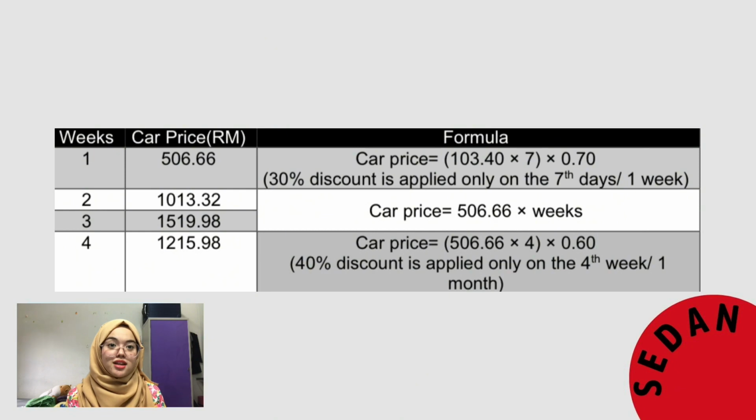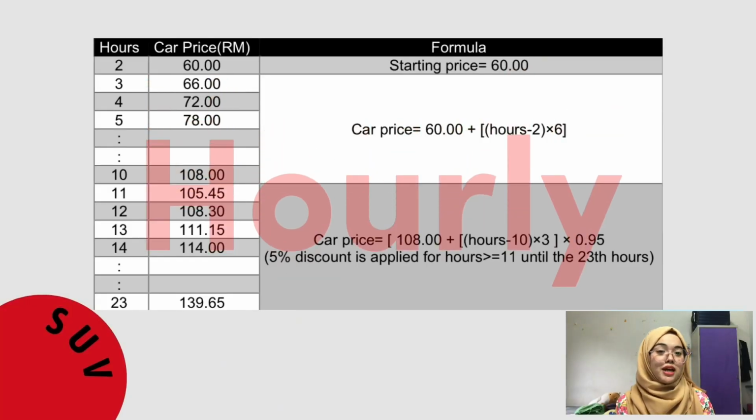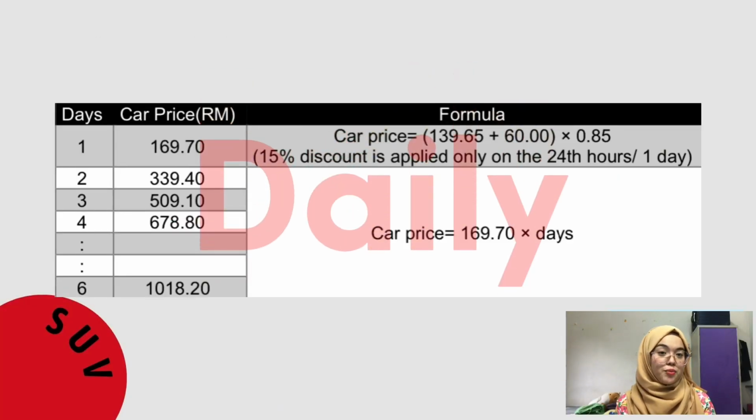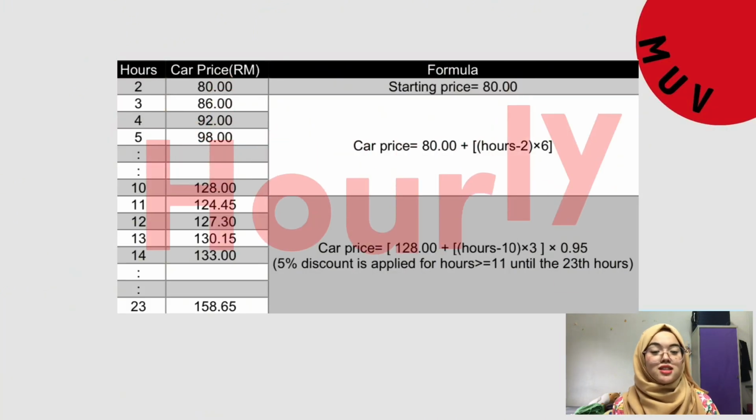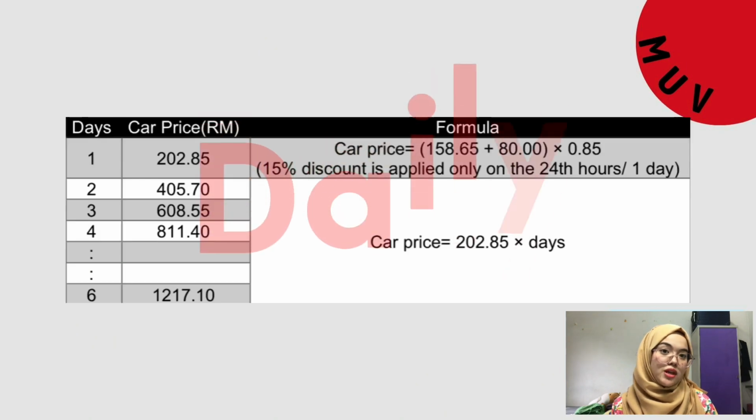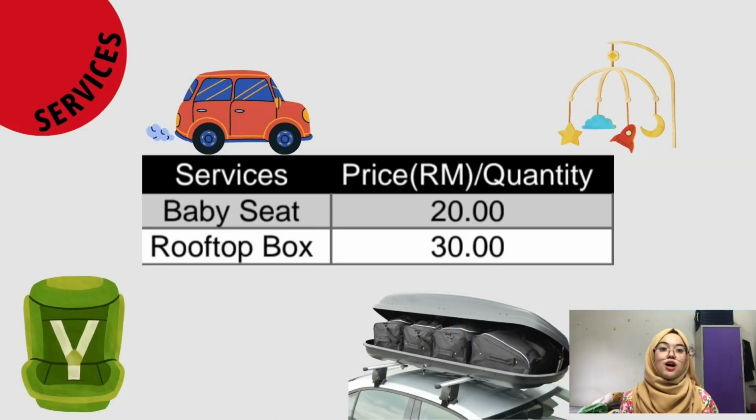Lastly, if you rent the car for 4 weeks, the user will get a discount of up to 40% for renting the car for a month. This discount is applied to all kinds of car in our program. The only thing that differentiates these three kinds of car is their starting price, which starts at 20 ringgit, 60 ringgit, and 80 ringgit. For the extra services, we offer a baby seat and a rooftop car box.